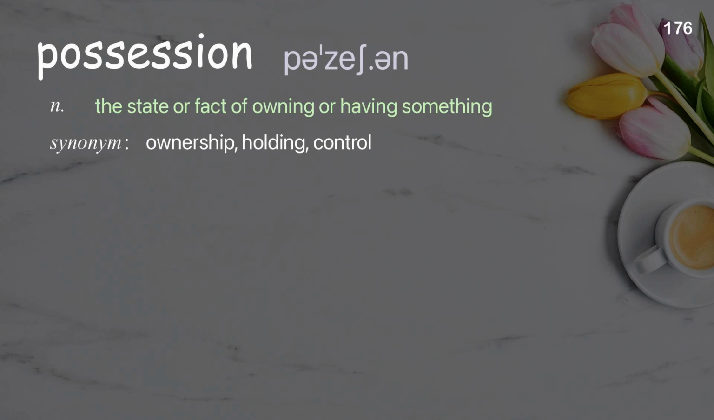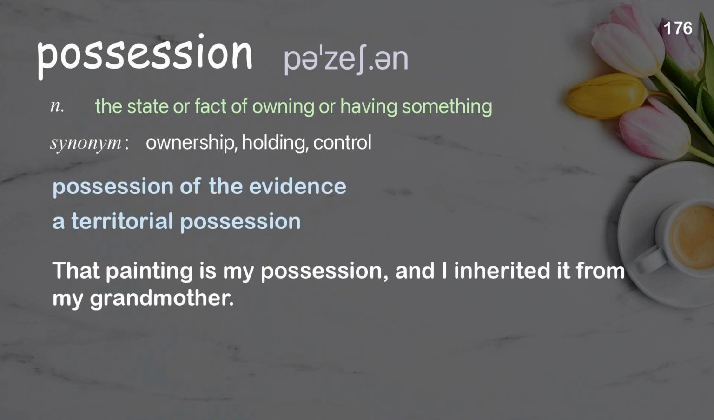Possession. The state or fact of owning or having something. Examples: possession of the evidence. A territorial possession. That painting is my possession, and I inherited it from my grandmother.